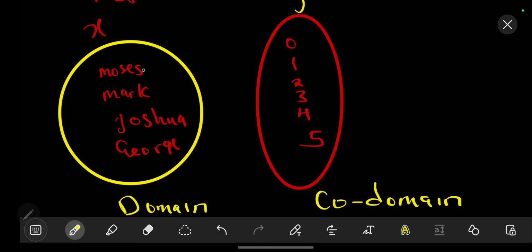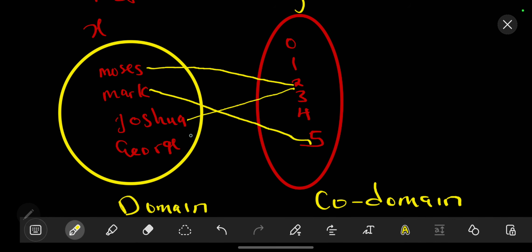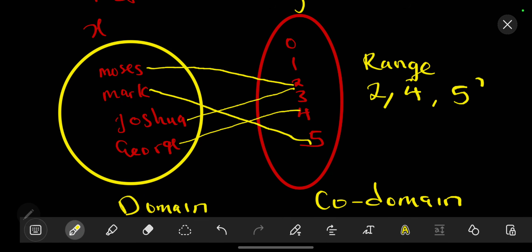So in this case, let's say Moses gets 2%, or rather a mark of 2. Let's say Mark gets a 5. Let's say Joshua gets a 2 as well. Then let's say George gets a 4. Now the range is what marks these people got. So the range for this one will be a 2, since someone managed to get a 2, another person managed to get a 4 and a 5. This is what we are going to be calling our range.